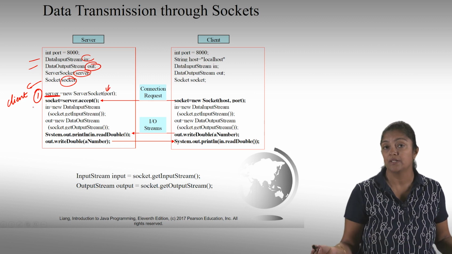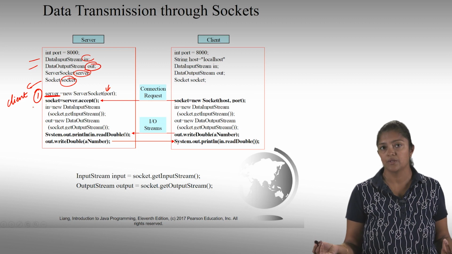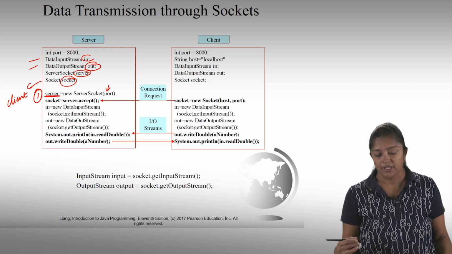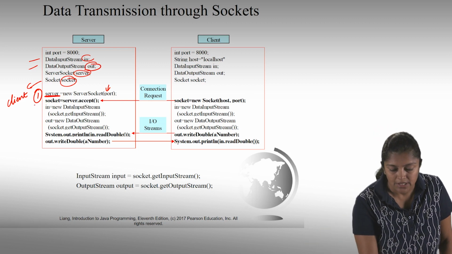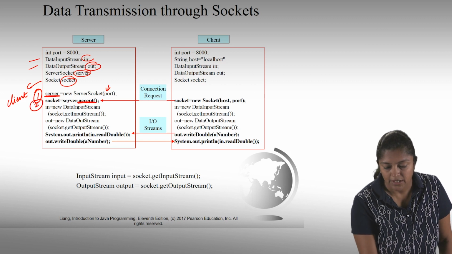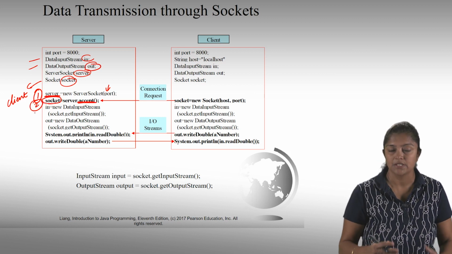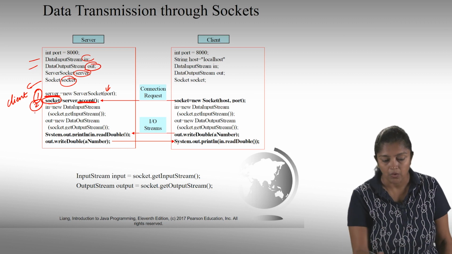Here in the first step, you see we're creating our server object with the port number. Then the server is just waiting for clients to connect. So it's listening for any connections. The moment it gets a connection, it accepts the connection and creates a socket. So that's representing the client now.